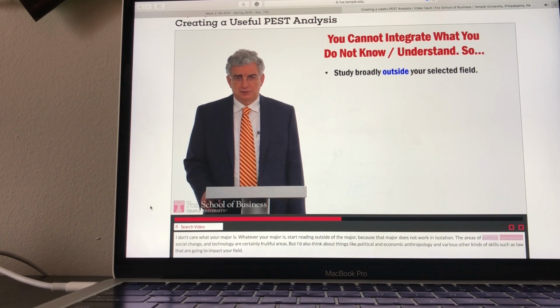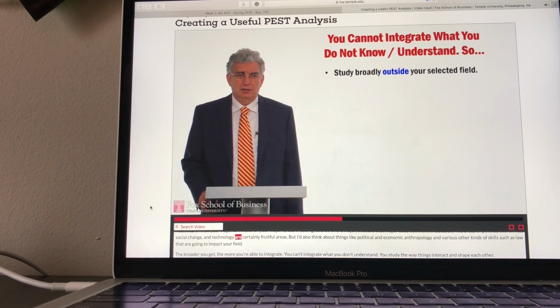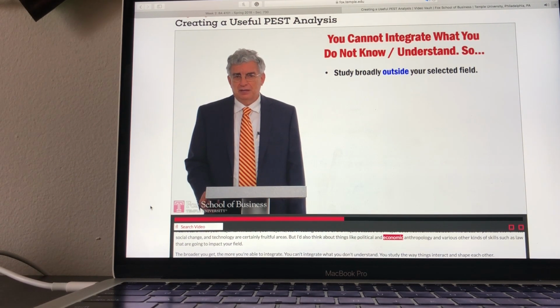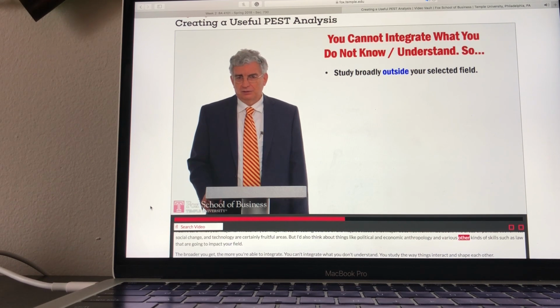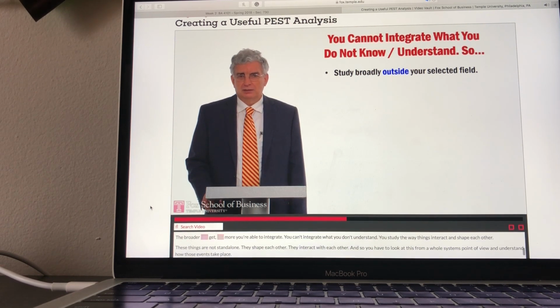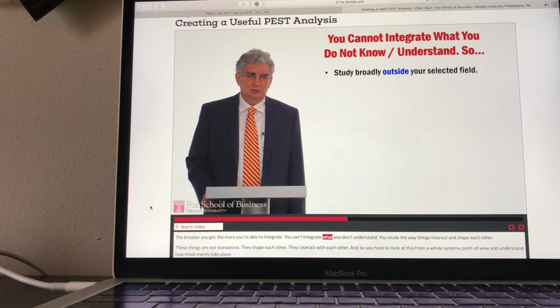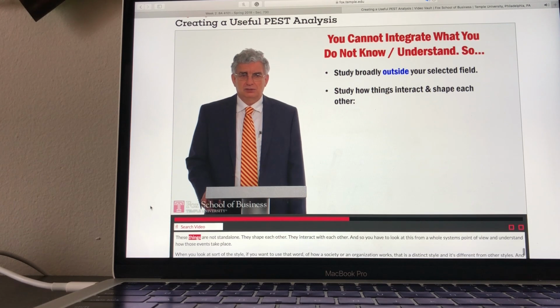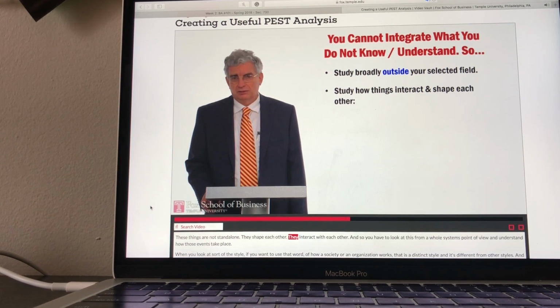The areas of politics, economics, social change, and technology are certainly fruitful areas, but I'd also think about things like political and economic anthropology, various other kinds of fields such as law that are going to impact your field. The broader you get, the more you're able to integrate. You can't integrate what you don't understand. You study the way things interact and shape each other. These things are not standalone. They shape each other. They interact with each other.